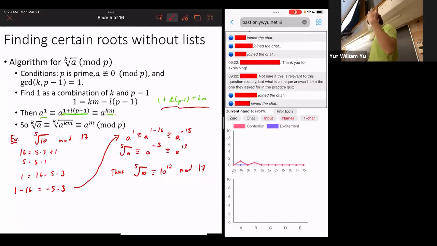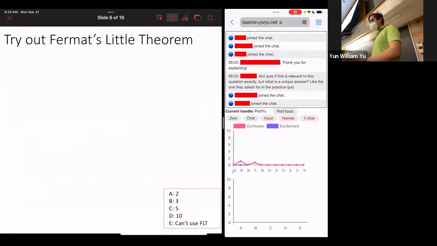But let's try out a couple times using Fermat's little theorem to solve these problems. Of course, you don't always have to use Fermat's little theorem, but the question is, can you in these particular cases? So let's start with an easy one. 3 to the 1000 mod 81.